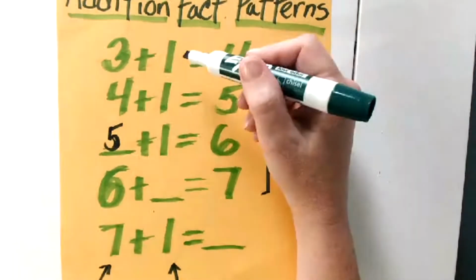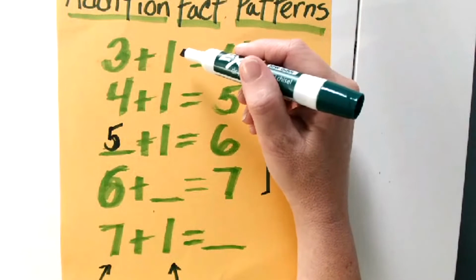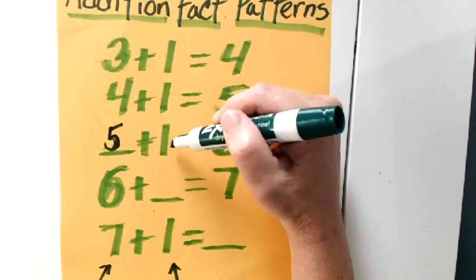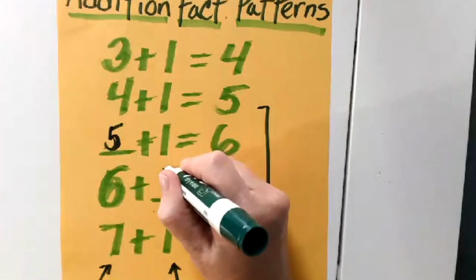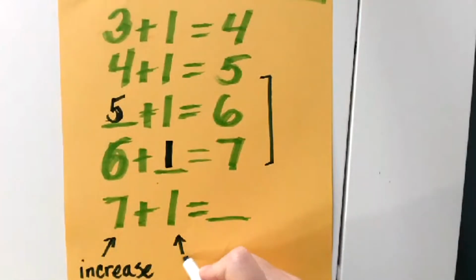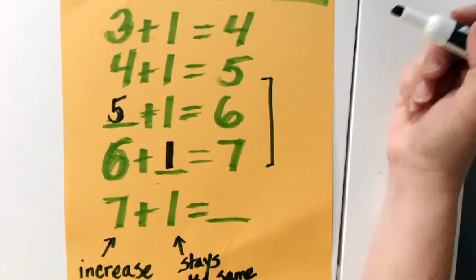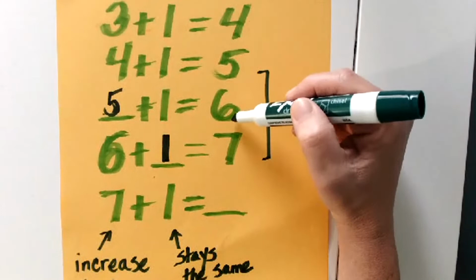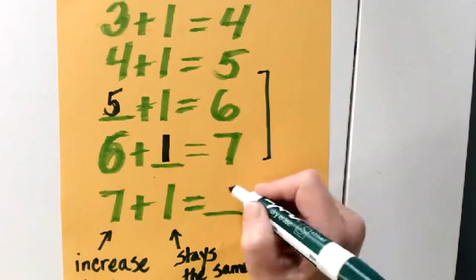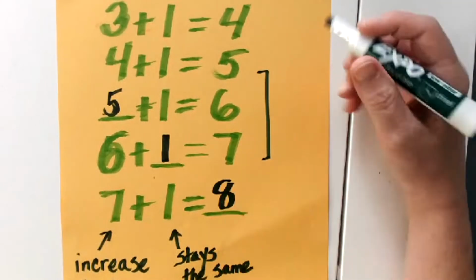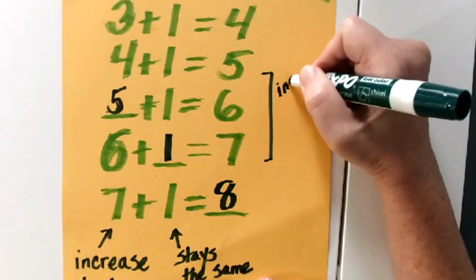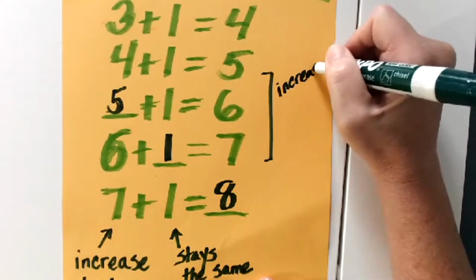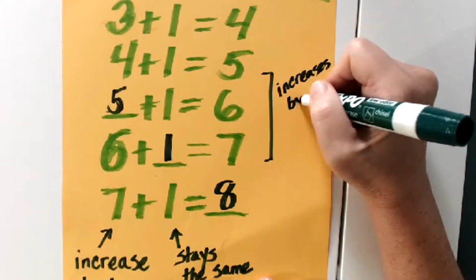Now, if I look at this pattern here, the second addend, we have 1, 1, 1. So what am I going to fill in here? That would be a 1. This second addend stays the same. And then my sum, let's look at the sum. 4, 5, 6, 7. Then I would put an 8 in here. This also increases by 1.